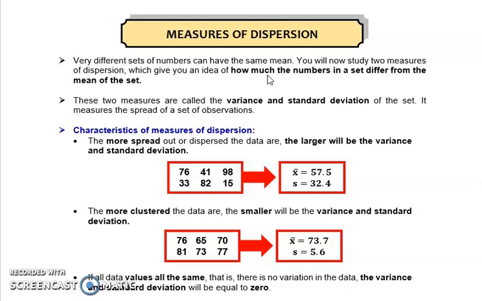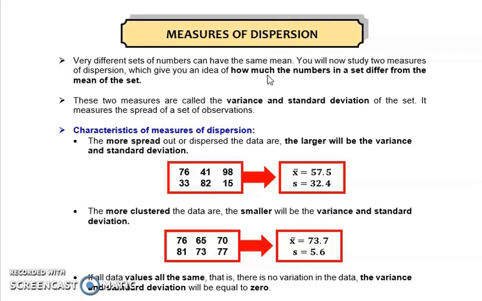So recall, the mean is a measure of central location, and now we're going to study the two measures of dispersion, which are variance and standard deviation. These two measurements measure the spread of a set of observations. Now let's look at the characteristics of measures of dispersion.